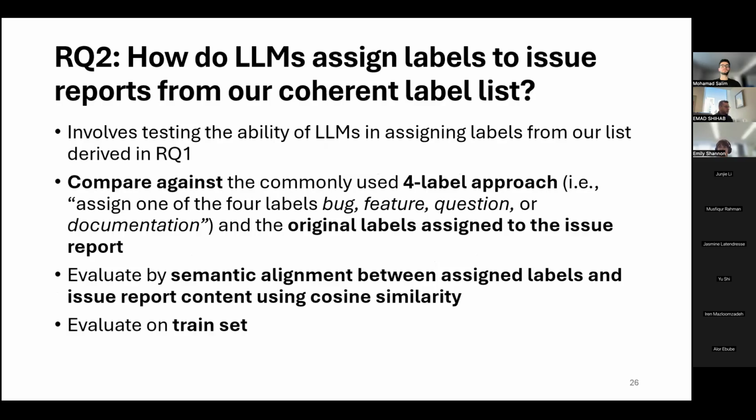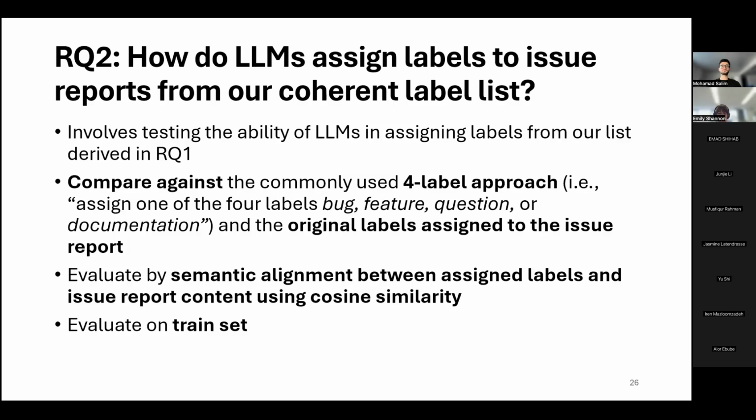And what we do is we compare it against the 4-label approach. So we had the same LLM assign one of the 4 labels: bug, feature, question, or documentation. That was the most common one that I showed you guys earlier. And the original labels assigned to the issue report. And we evaluate by measuring the semantic alignment between the assigned labels and the issue report context using cosine similarity of their embeddings. The reason we do that is if the label and the text have more similar embeddings, then that probably means that the labels are more related, so it better describes the issue.